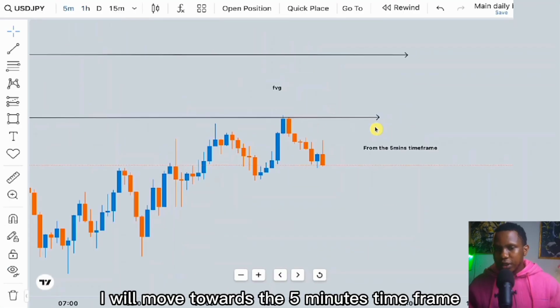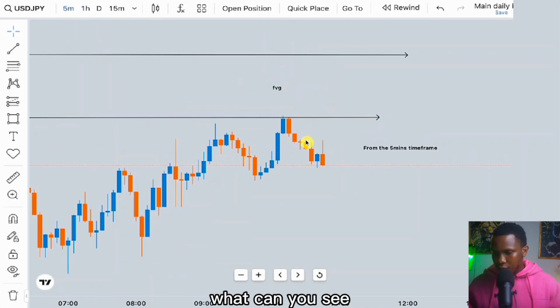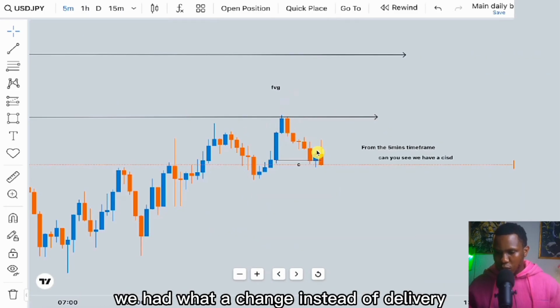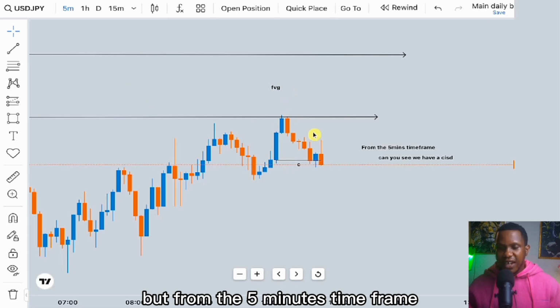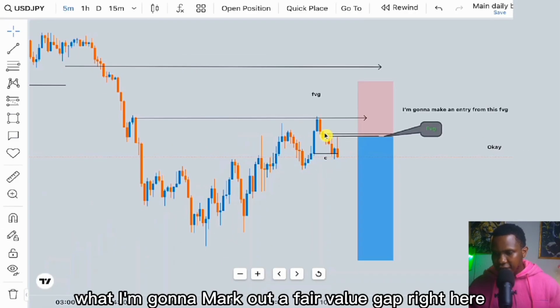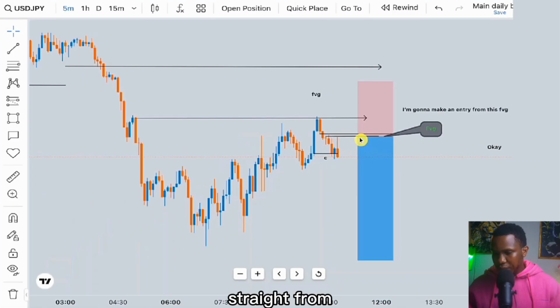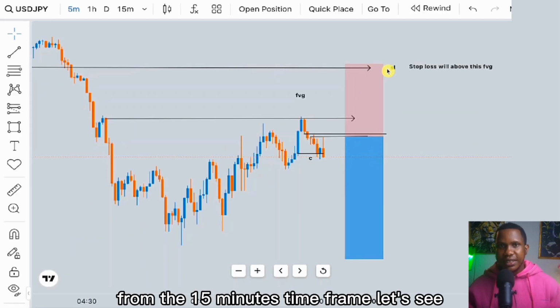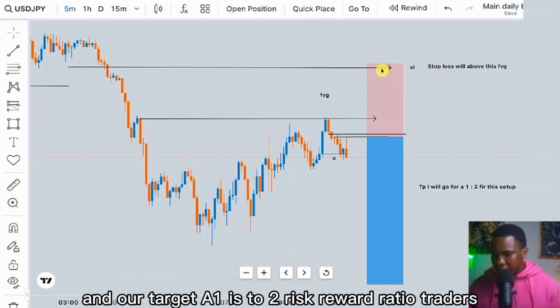I'll move towards the 5 minutes time frame. What can you see? When price action mitigated our fair value gap, we had a change in style of delivery, but from the 5 minutes time frame. What am I going to do? I'm going to mark out a fair value gap right here to trade from. Stop loss way above this fair value gap from the 15 minutes time frame. Let's see. And I will target a 1:2 risk reward ratio, traders.